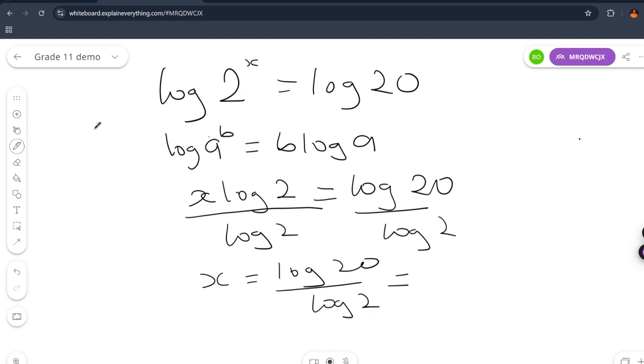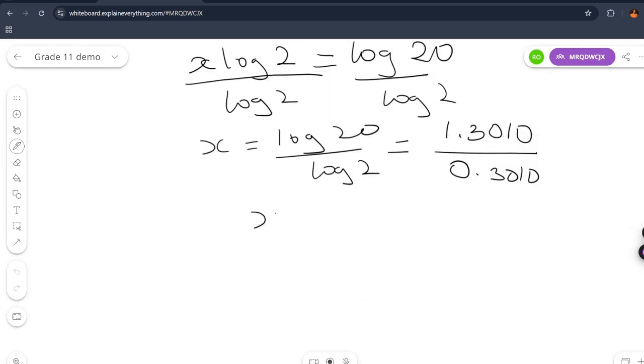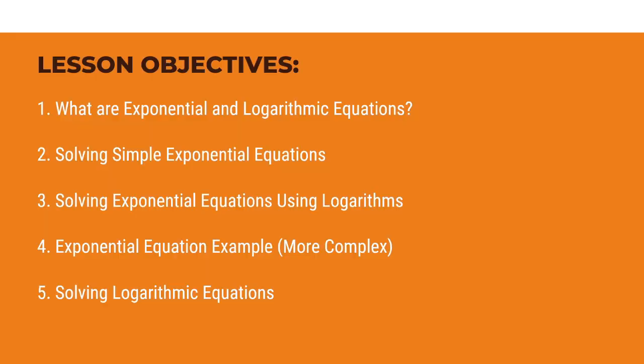So now we will be using base 10 since that is the general base. So log 20, when you press it on your calculator or you check the four-figure table, log 20 will be 1.3010, and then log 2 will be 0.3010. Then we will divide, and then x will be equal to 4.32. So that is how to solve exponential equations using logarithms.